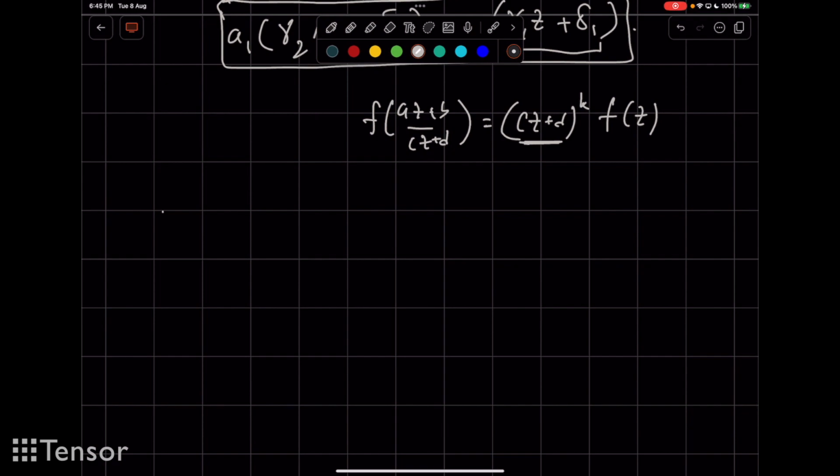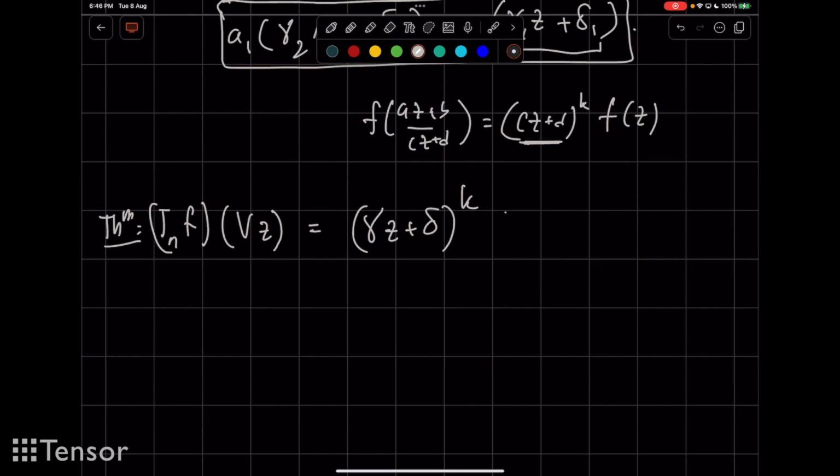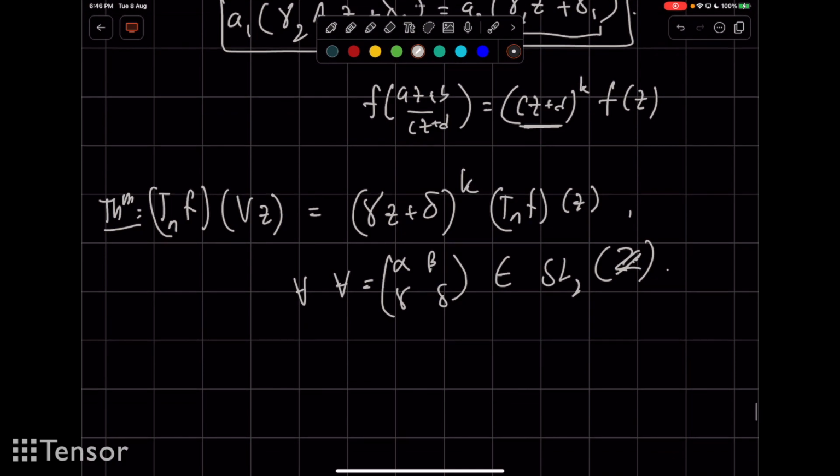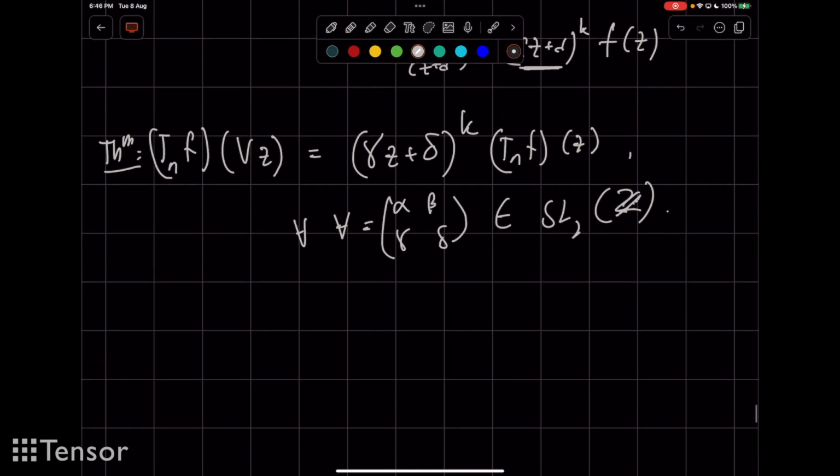So the theorem states that T_n f of V z, where V is a matrix in our favorite group SL2(Z), is equal to (gamma z plus delta) to the power k times T_n f of z, for all such V. So this is basically proving the modularity condition for T_n f.